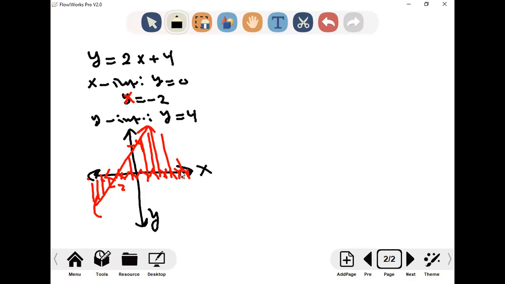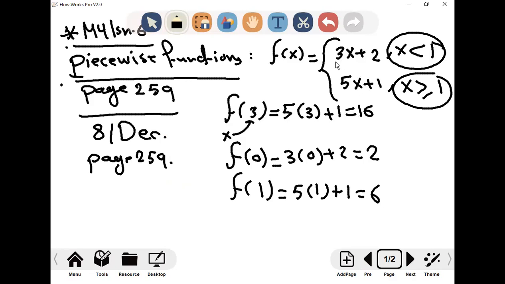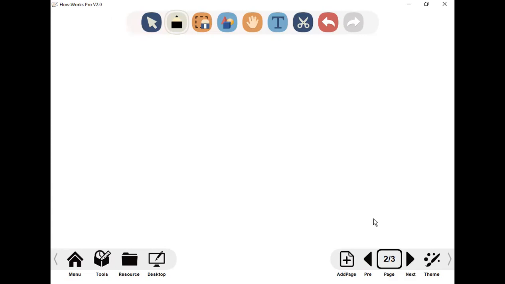But in the piecewise function, we will have two lines, two different lines. And if you take a look at this example, we will graph this function, but not on all x, only the part of x that is less than 1. We will graph this function, not all of x, only the part of x that is more than or equal to 1. So we will have two pieces. That's why we call it a piecewise function. Done? Let's take example 1 and graph.